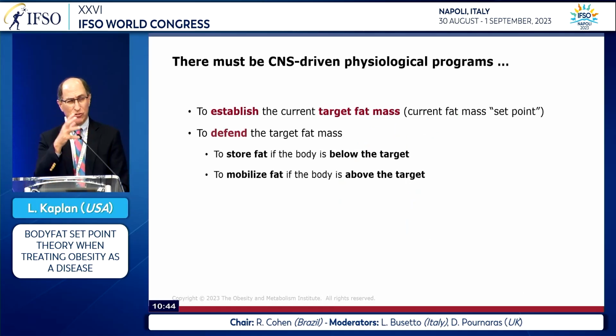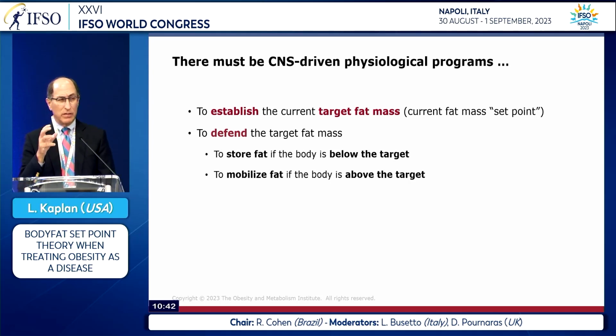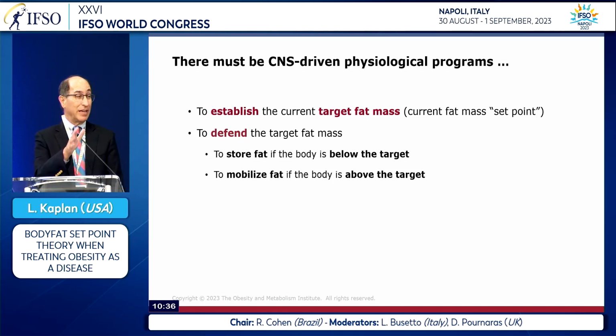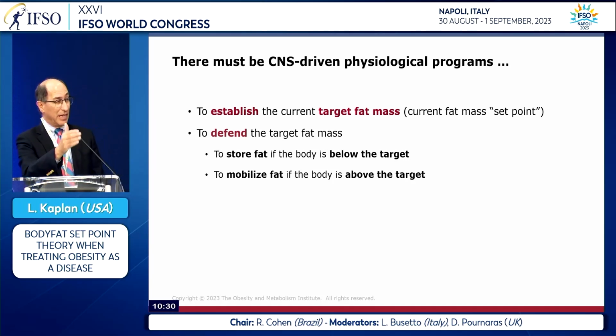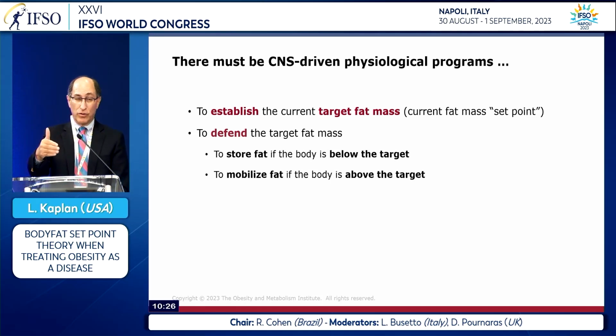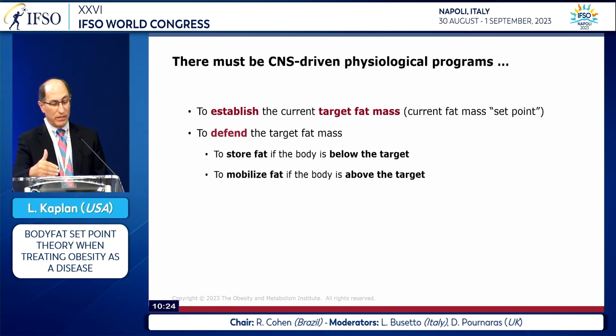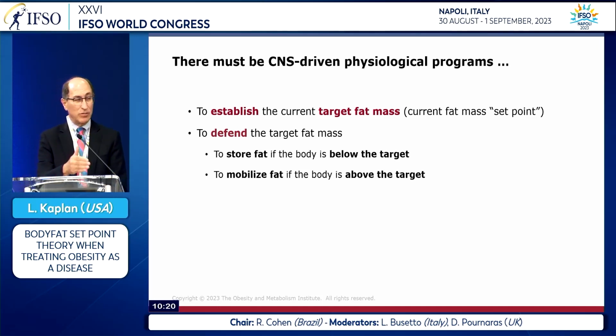So if this is true, then there must be programs driven by the central nervous system to establish what the fat mass is supposed to be at any given time. To tell a woman when she becomes pregnant she's supposed to gain fat. To tell a baby that they're supposed to lose fat, baby fat. To tell a girl who's going through puberty that she's supposed to gain fat.